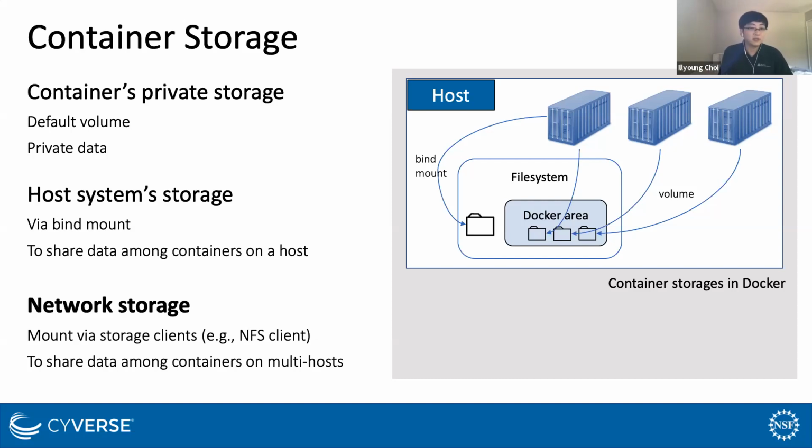The second is host system's storage. Users can optionally mount host system's directory on containers. This is often used to share data between containers on the same host. The third is network storage. Users can also mount network storage, such as network file system or iRODS on containers. This is often used to share data among multiple containers on multi-host environment, such as in a Kubernetes cluster.